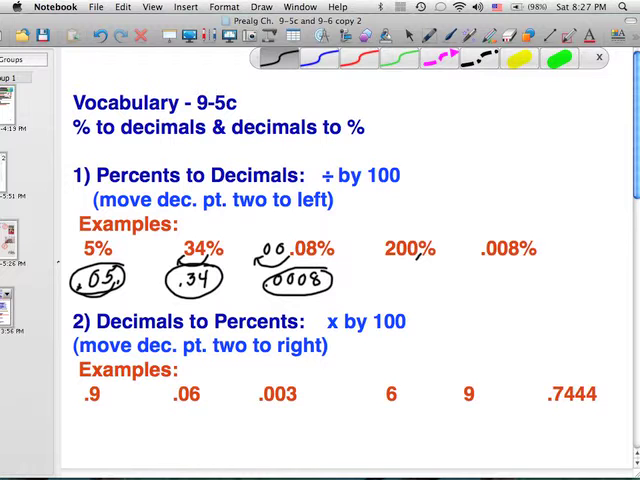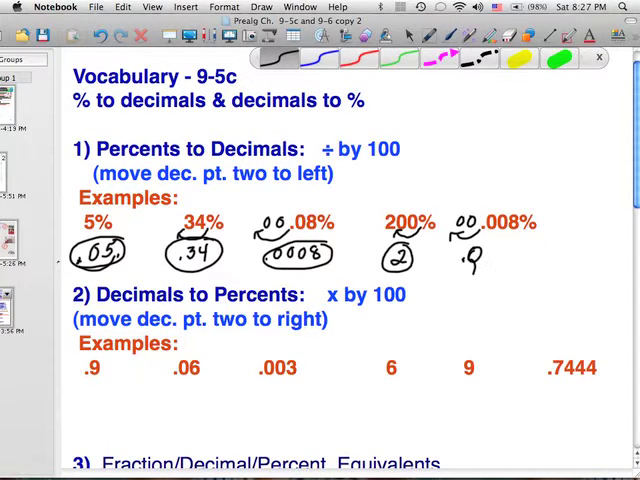200%, move it 2 to the left. That would be the number 2. 0.008%, move it 2 to the left, and it would be 0.00008.